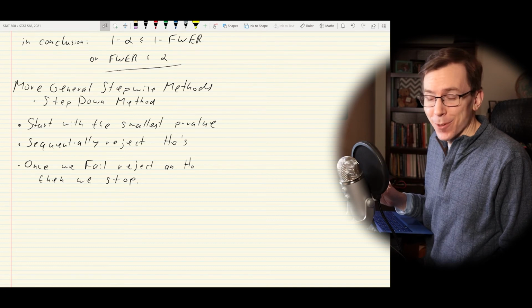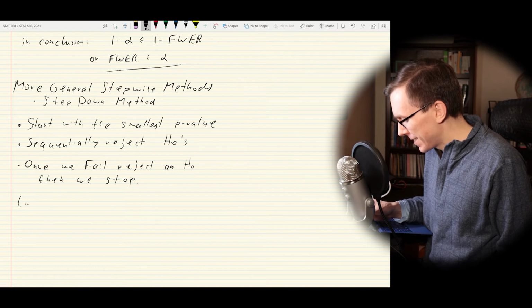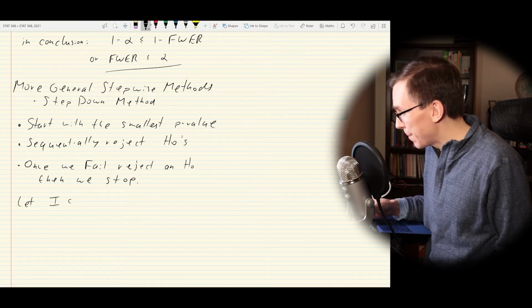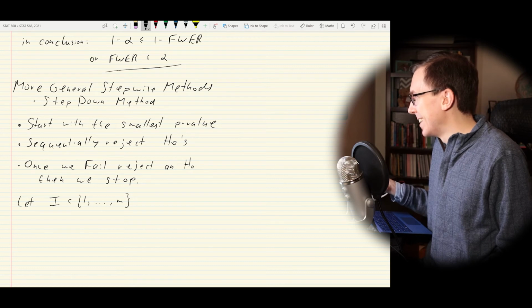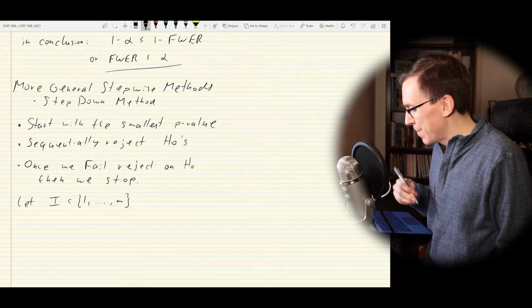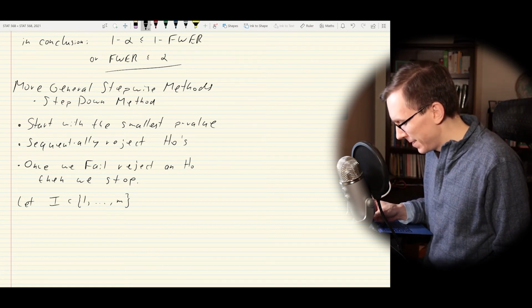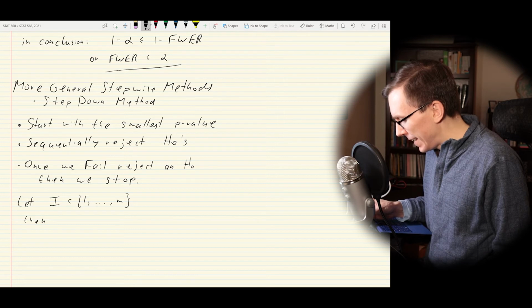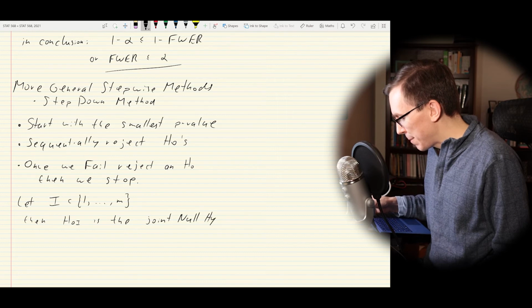And the notation's going to get even worse. Just warning you. So we're going to say let I be some subset of 1 to m. This is not I naught, but the idea is it's just some subset of indices. Then we have that H naught I is capital I. Note that it's a capital I is the joint null hypothesis.